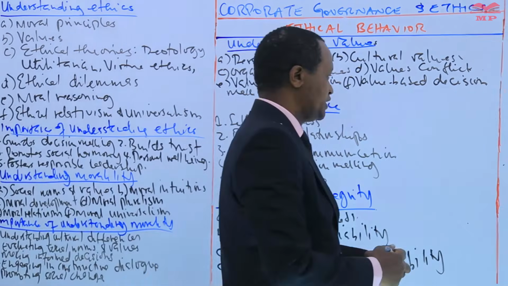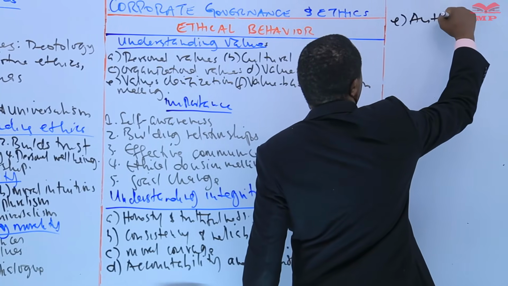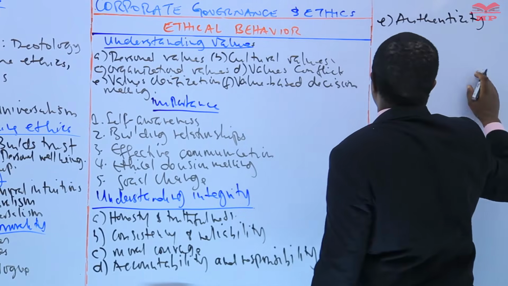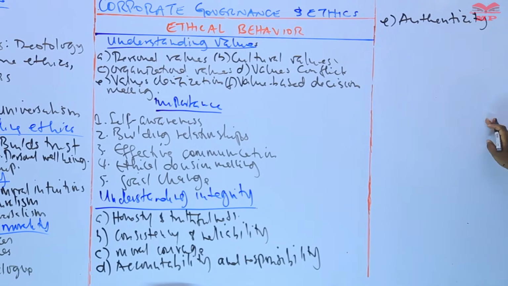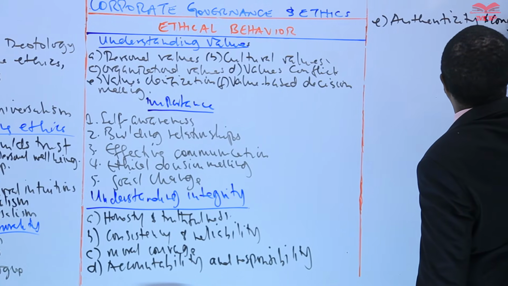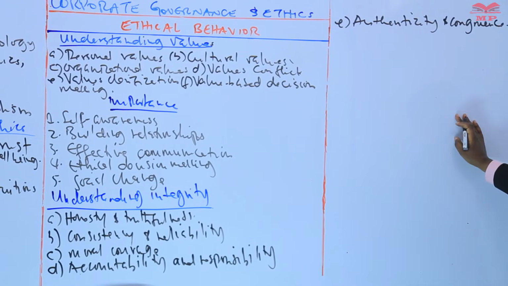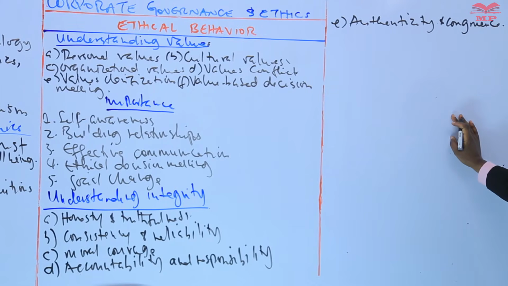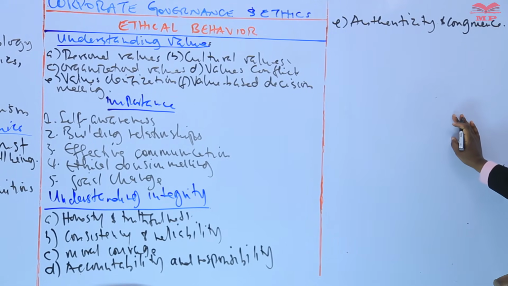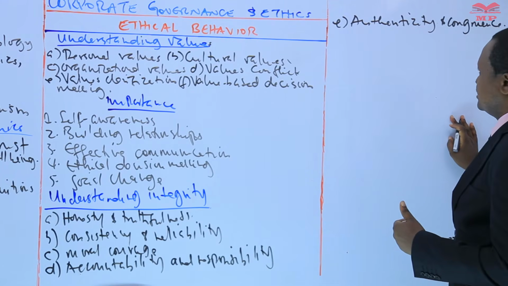5, authenticity. People of integrity are people with authenticity, and let me add congruence. Authenticity and congruence. Integrity involves being true to oneself and one's values rather than trying to be someone you are not. And that means aligning your actions with your beliefs and values, and avoiding hypocrisy or double standards.